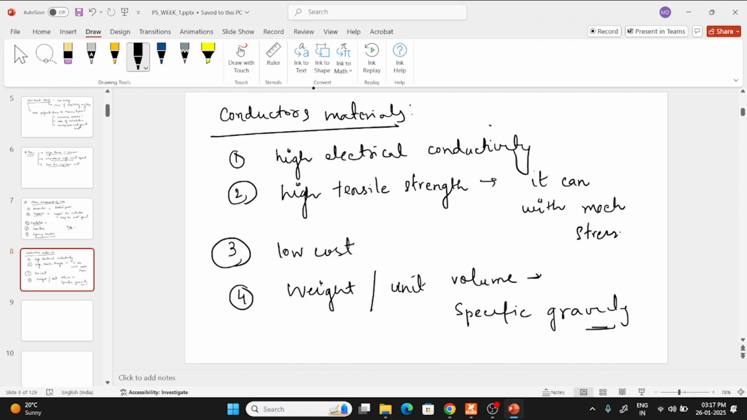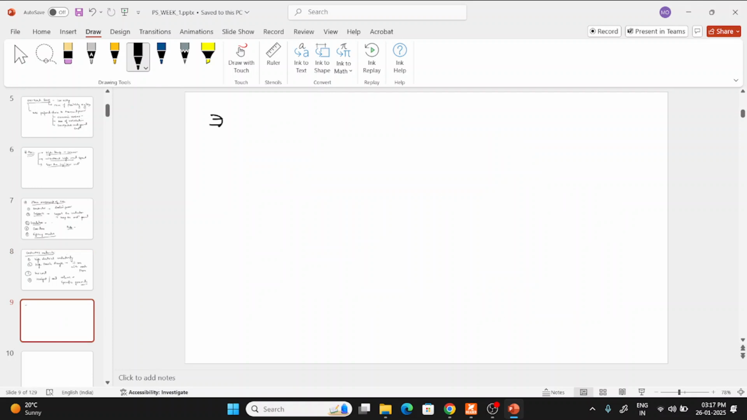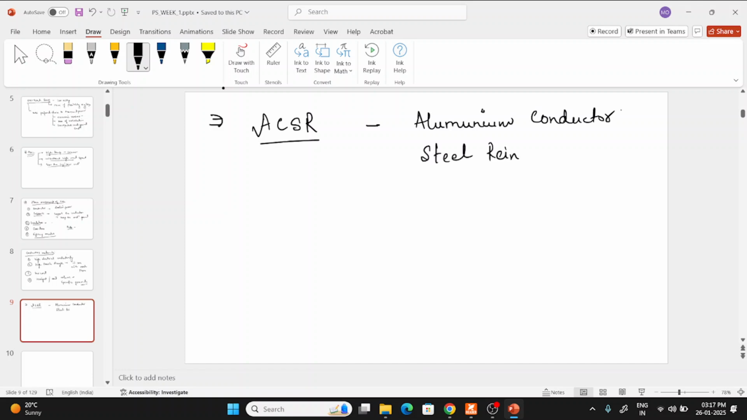Now coming to the various types of material. Generally, what we use right now in modern ways is ACSR. What is it? Aluminium conductor steel reinforced. So these are nowadays generally used for the development of the conductors.